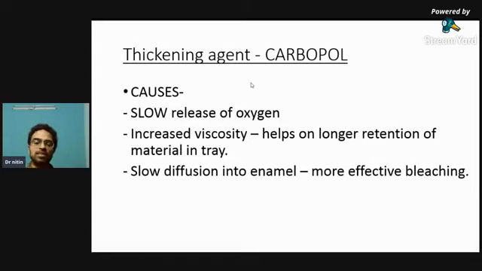Understanding these components is important because we are more focused on the results. But if we know the chemistry and the composition of these bleaching agents, you will be better able to get results and select the right cases, which is very important. Knowing the chemistry of the components is important, what is being released which is causing the lightening.